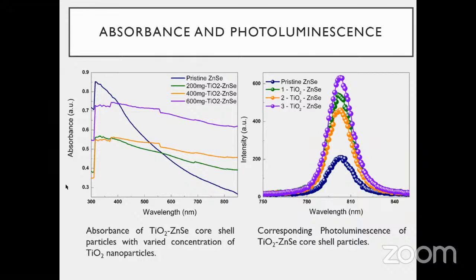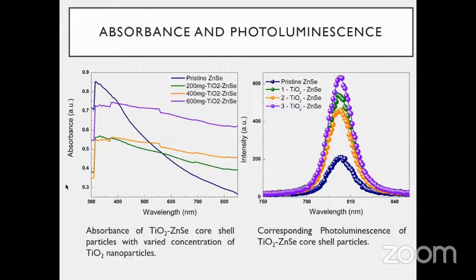We took absorption and photoluminescence characteristics of the zinc selenide and TiO2 core-shell particles. As we can see in the first image, the pristine zinc selenide absorbs from the region of 800 nanometers to 300 nanometers in an exponential way. But when we make the core-shell particle with TiO2, the absorption is more even rather than exponential.